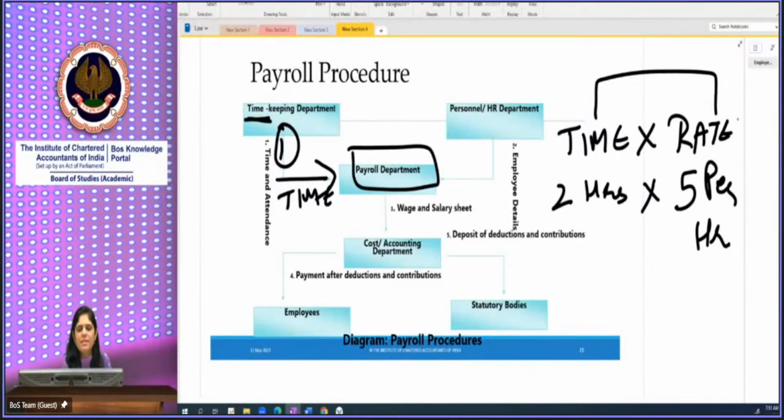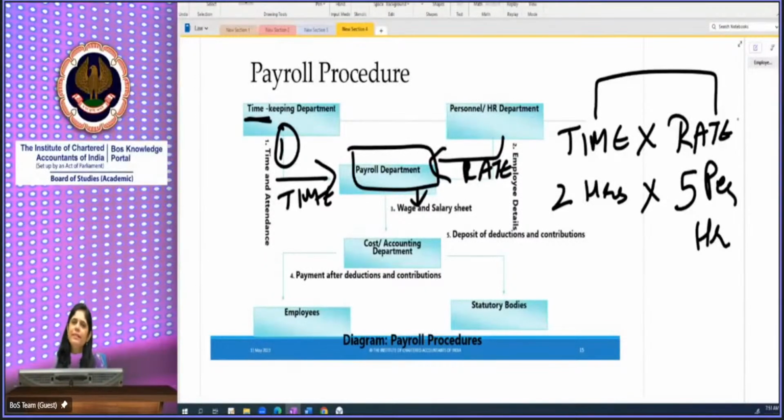Payroll department makes the salary. And HR department will give the rate of the salary. So at which rate is the worker paid? They will give the rate. The personnel department, the HR department, will give the rate because they have all the details of the employee.